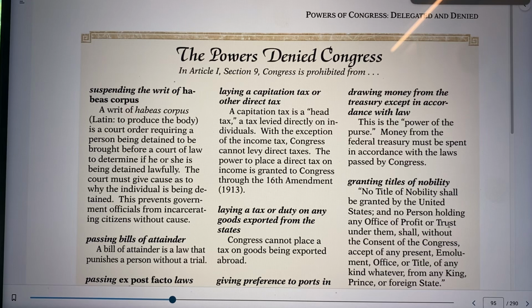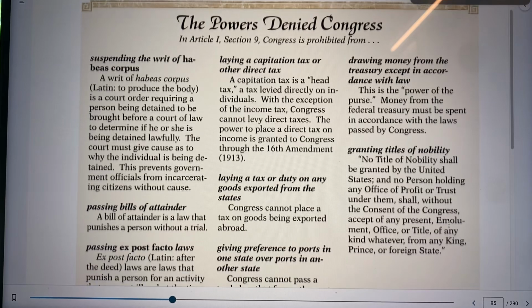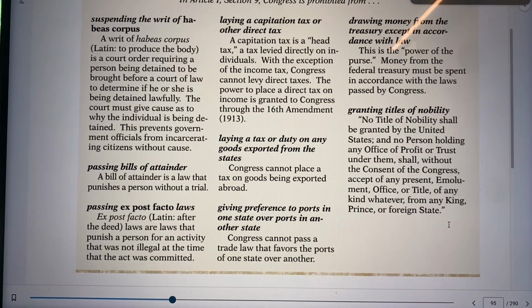No drawing money from the Treasury except in accordance with the law. So this is the power of the purse. Money from the federal treasury must be spent in accordance with the laws passed. So they cannot just take money for no good reason. Any drawing from the treasury has to go through the law.